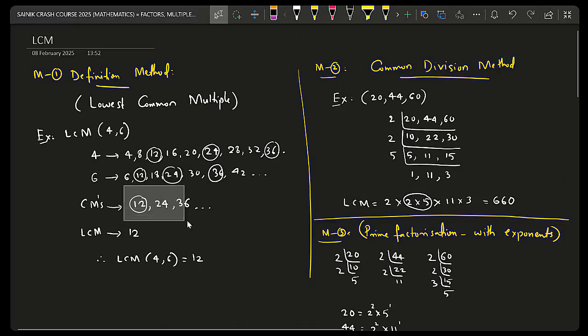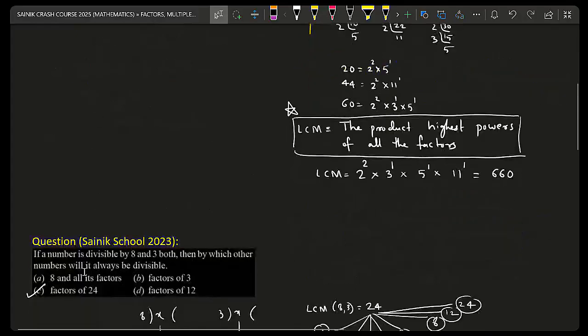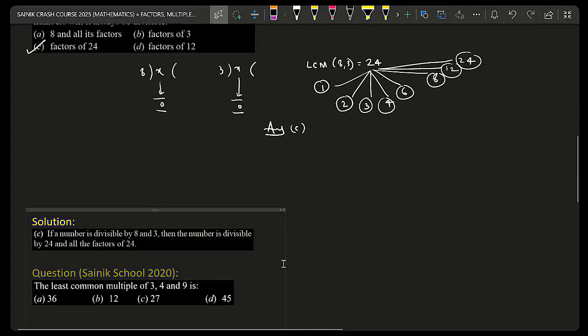That's why you wrote all the common multiples here. And LCM means what? Least common multiple or lowest common multiple. In these common multiples, which is the lowest one? So 12. That's why 12 is the LCM. Is it clear? Okay. Now, anyone got the answer for this question? Raise a hand. Find the LCM of 3, 4 and 9.